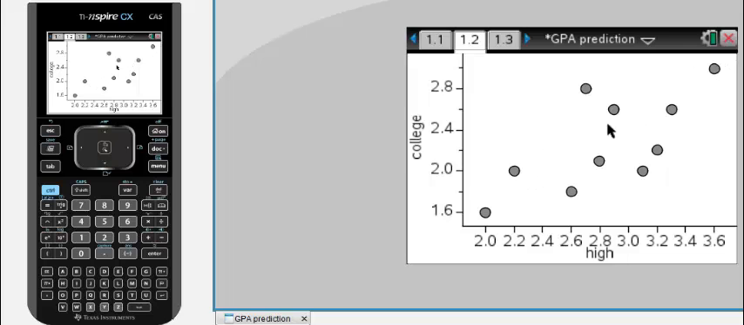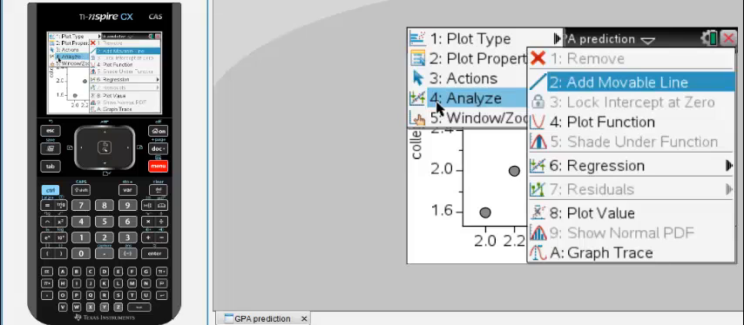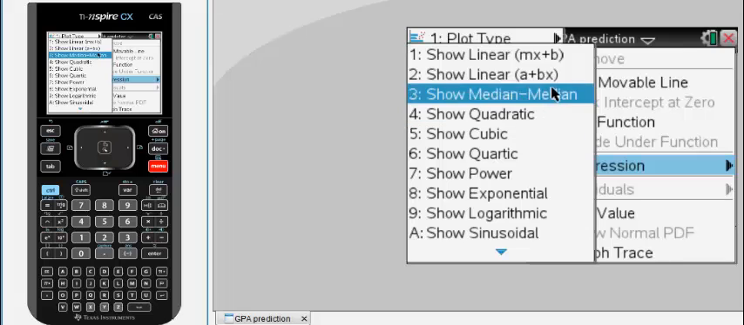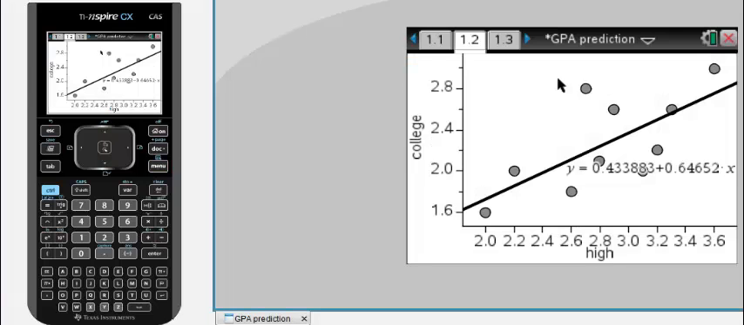It's pretty strongly positive, but some of these points are going to be pretty far away from my line. We want them to look more like a line, the stronger that they are. To get that regression line, I believe it's Menu, Analyze, and there's our regression line. We're going to stick with this one, a plus bx, and it plops that regression line in.